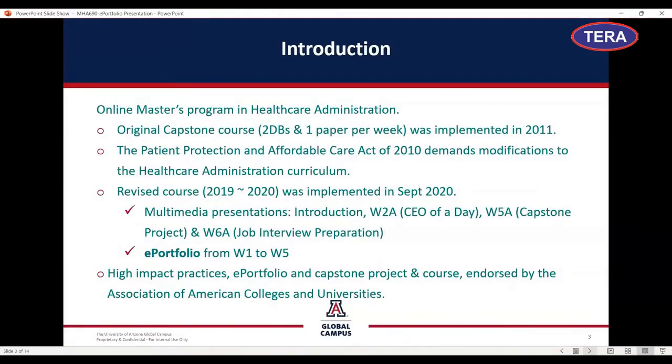UAGC has offered the master program in healthcare administration exclusively online since 2009. After the passage of the Patient Protection and Affordable Care Act in 2010, the healthcare industry has faced transformational changes and uncertainty in the past decade. The changes in the healthcare industry demand modifications to the healthcare administration curricula. We implemented the redesigned course in September 2020.